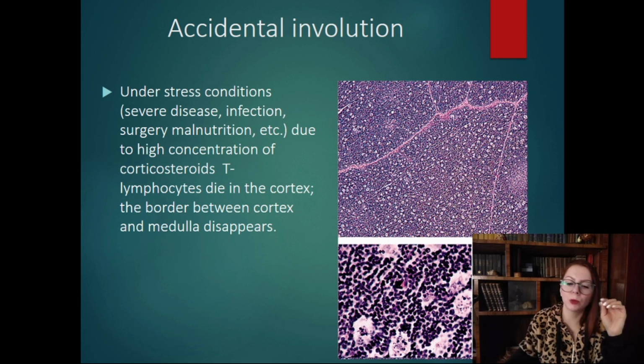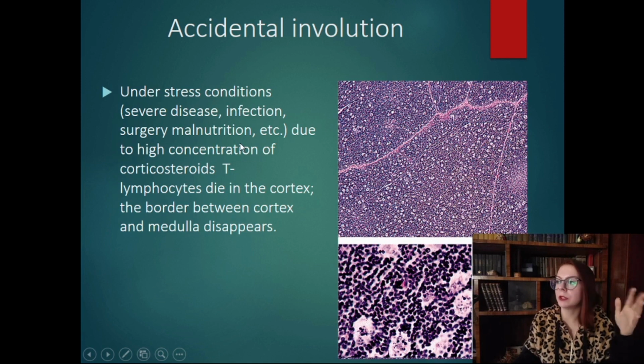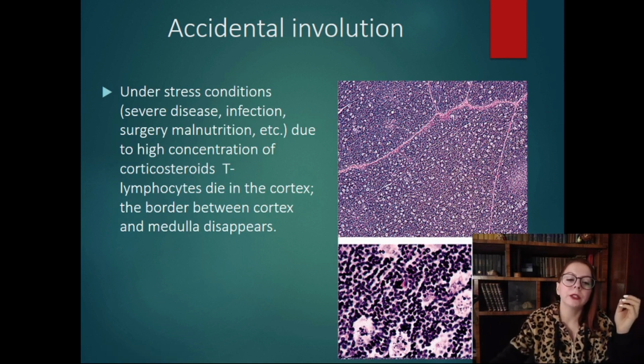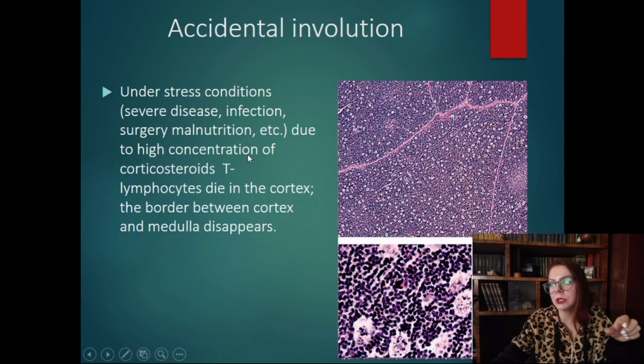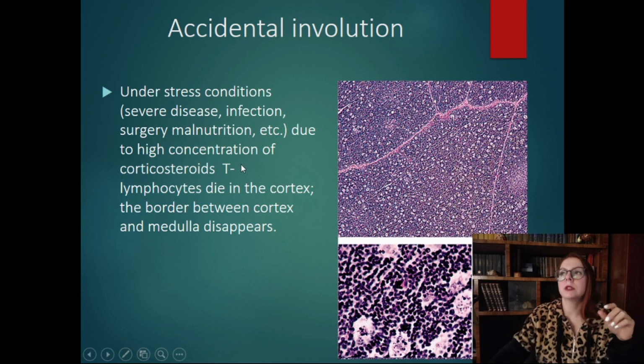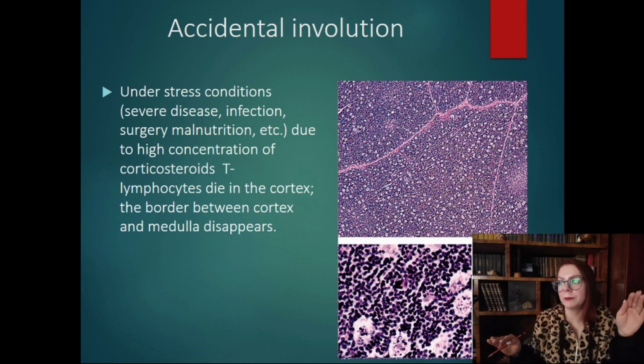This is another process which is realized by accident in case of stress, for example, severe diseases, infection, or different other interventions. Due to the stress, we can see a high concentration of corticosteroids. These are hormones produced by the adrenal gland. And as a result, due to stress, T-lymphocytes are massively destroyed.